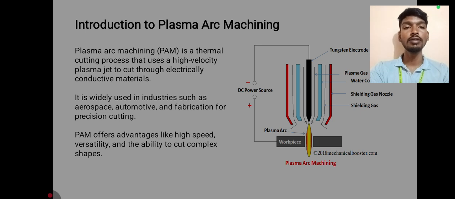It is widely used in industries such as aerospace, automotive, and fabrication for precision cutting. PAM, that is, plasma arc machining, offers high speed, versatility, and the ability to cut complex shapes. Here we can see the diagram of the plasma arc machining. It uses a tungsten electrode and produces a high velocity plasma which cuts the workpiece into required shapes.